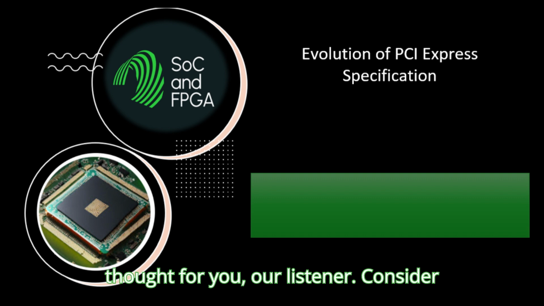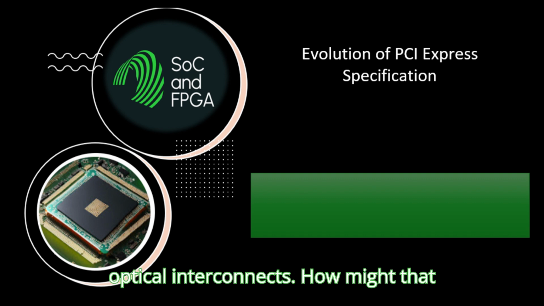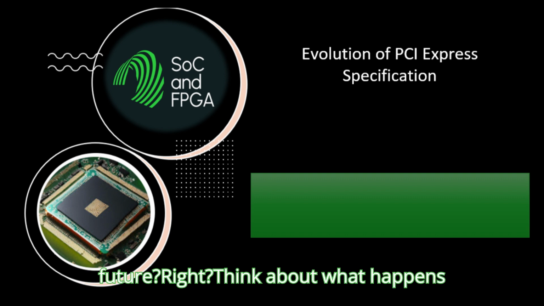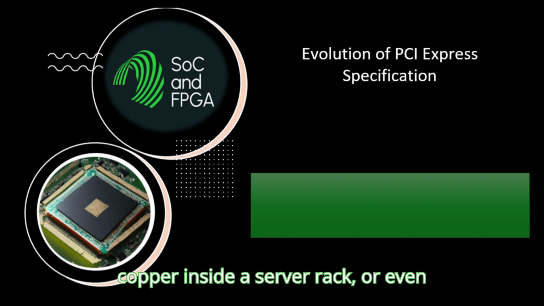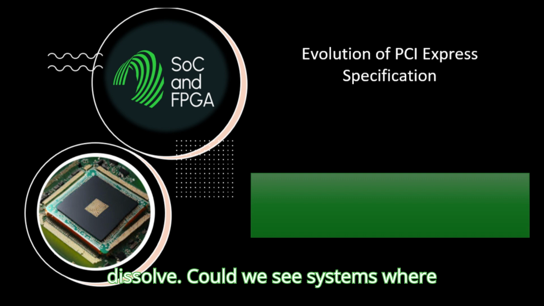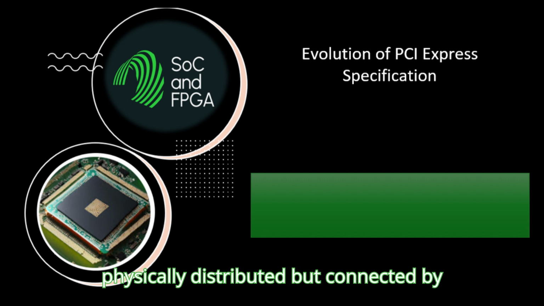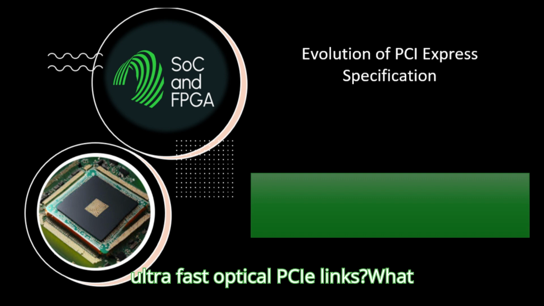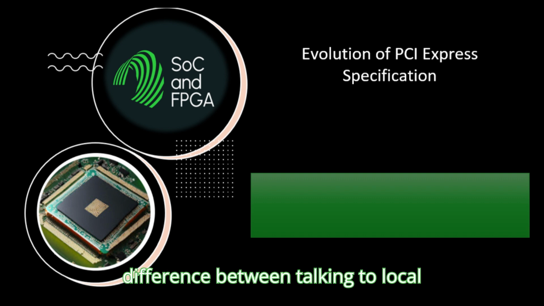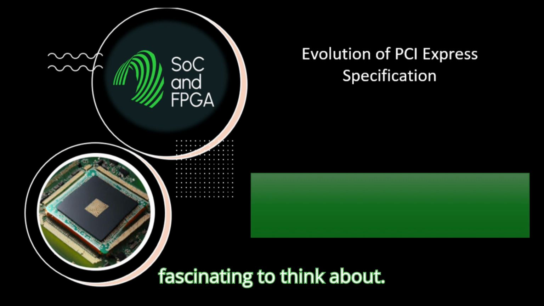So a final thought for you, our listener. Consider this. As PCIe continues to evolve, especially if it makes that leap towards optical interconnects, how might that fundamentally change the computers of the future? Right. Think about what happens when the physical distance limitations of copper inside a server rack, or even inside a single complex machine, start to dissolve. Could we see systems where CPUs, memory, GPUs, storage are much more physically distributed but connected by ultra-fast optical PCIe links? What new kinds of devices or applications could that unlock? What happens when the difference between talking to local memory and memory across the rack becomes much smaller? It's definitely something fascinating to think about.